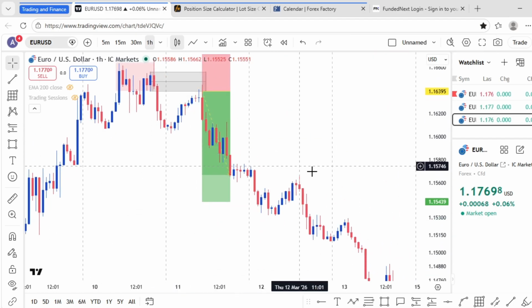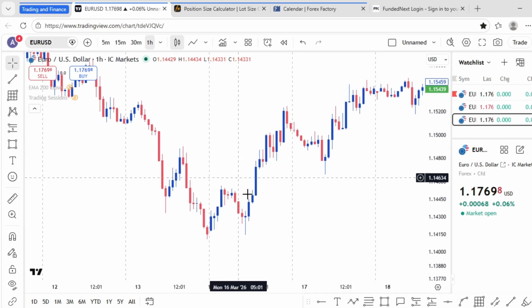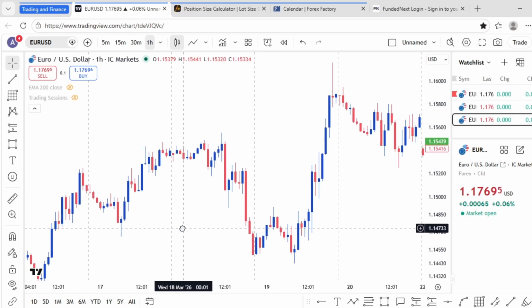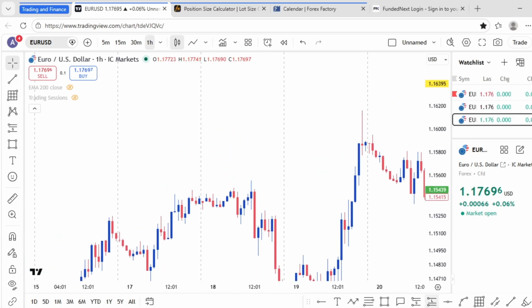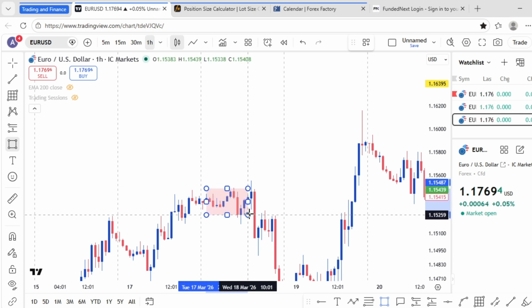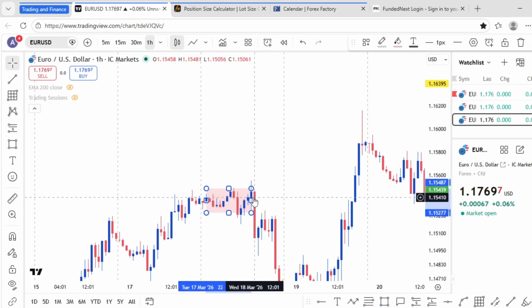Let me show you another chart example. Okay, look at something like this here. You can see that from here price was accumulating. Then this bearish candle came in, a very big momentum candle. It has engulfed all the accumulation candles.